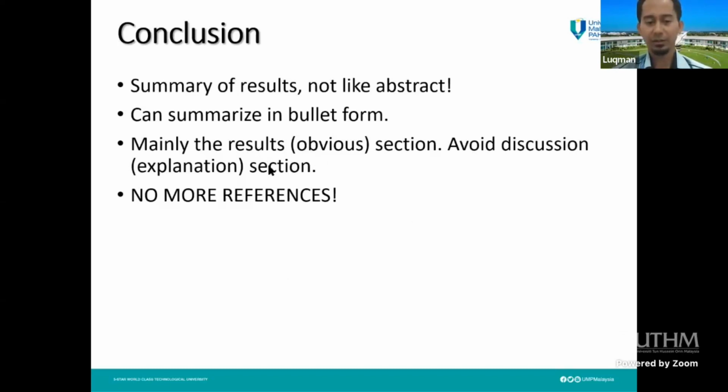Mainly the results, so it's the obvious section. So avoid the discussion or explanation section. This is also sometimes common, especially with degree students. They want to put the discussion section in the conclusion, and that's not suitable. Because the discussion is usually a postulation. You predict, you postulate, you hypothesize. So it's not suitable to be put in the conclusion. Conclusion is just saying, okay, this is the data and these are the facts that we got from the research. But the discussion part may be right, may be wrong, so it's not solid fact. Solid fact. So just go with the obvious section and no more references. That is also a no-no.